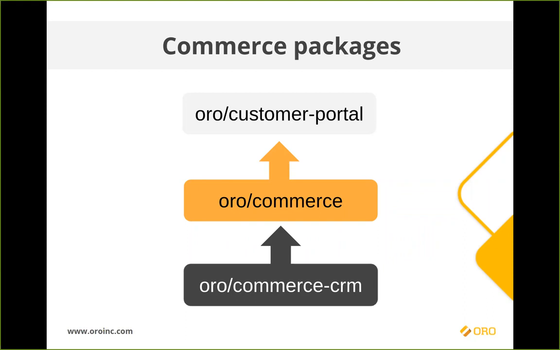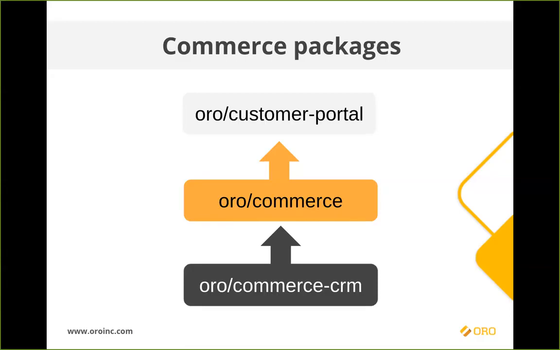The second package, the biggest package here, is called OroCommerce. This is a package which encapsulates all the main features from OroCommerce: products, prices, master catalog, web catalog, orders, everything is here in the OroCommerce package. And finally, the last package we have here is called OroCommerce CRM. This package is needed to join together OroCommerce and OroCRM and use these features together.